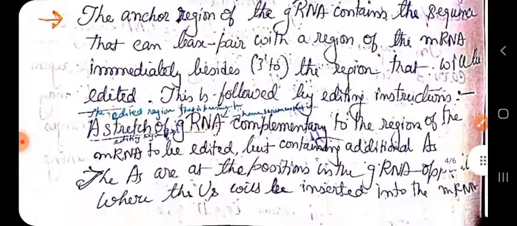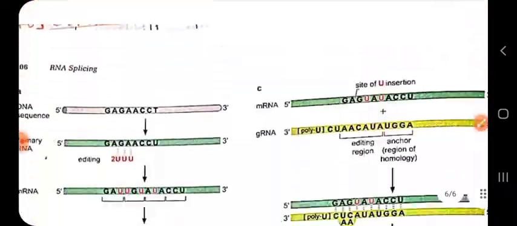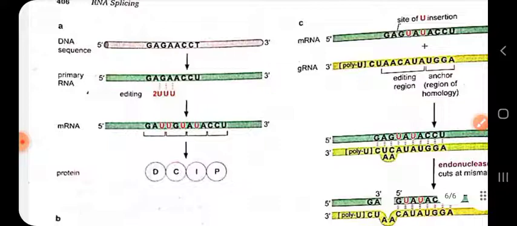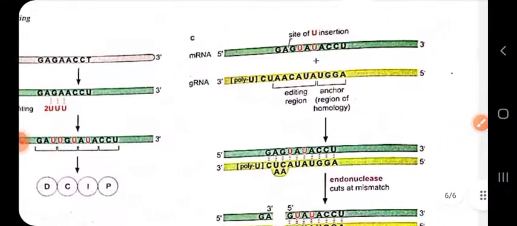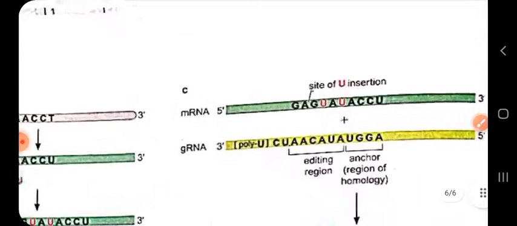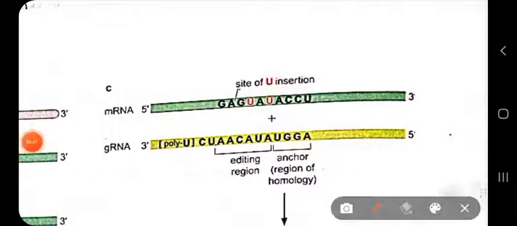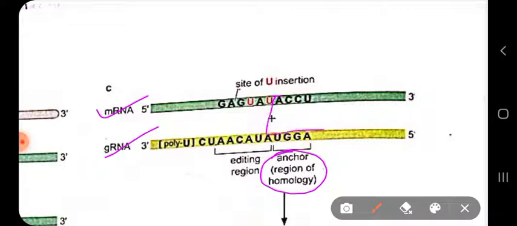So let us see about the different regions. Let us see the diagram first, then I can discuss with you. Here you can see the mRNA shown in green and your guide RNA shown in yellow. Here is the anchor region, the region of homology where they are base pairing with one another to hold the mRNA in that site to be edited.